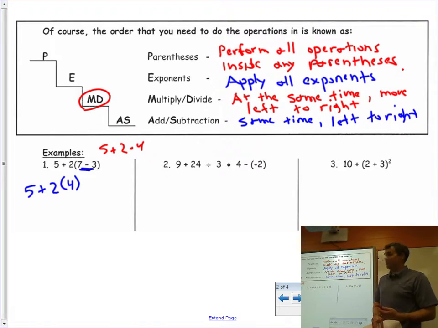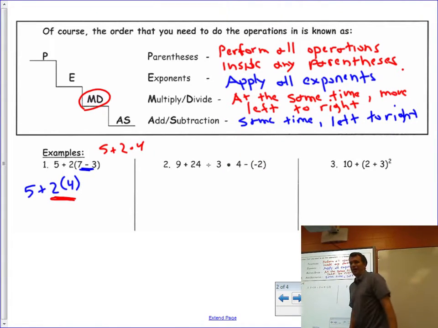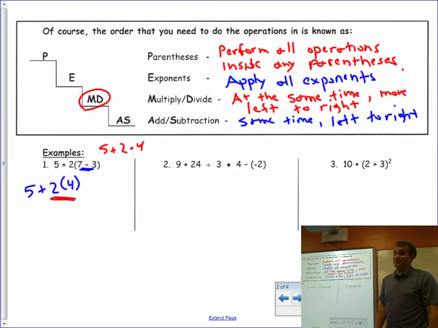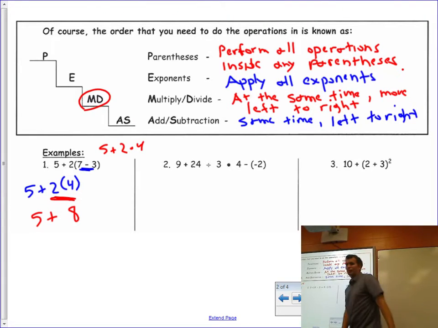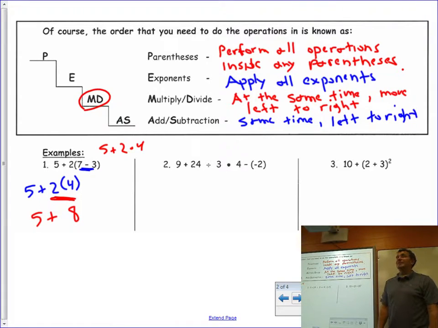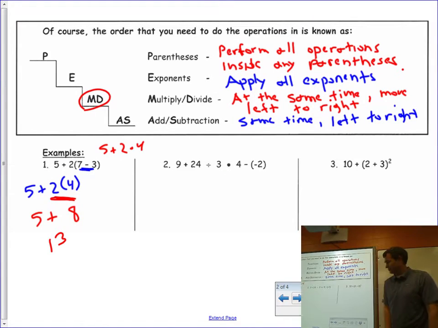The next step is to look for multiplying and dividing. And of course, here's the multiplying. So I like you to rewrite the problem, but do the one operation that you're doing at a time. This would of course now be 5 plus 8, replacing the 2 times 4 with an 8. And then finally I can do the adding and subtracting, the 5 plus 8, and I get 13.